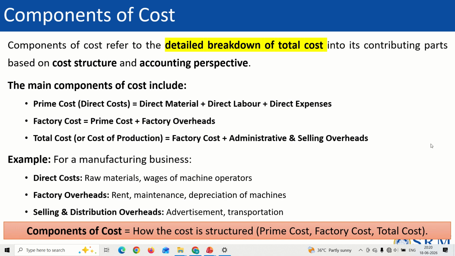So for example, for a manufacturing business, direct costs are raw material and wages of machine operators, factory overheads are rent, maintenance and depreciation of machines, and selling and distribution overheads are advertisement and transportation. So the components of cost show how the cost is structured: prime cost, factory cost and total cost.